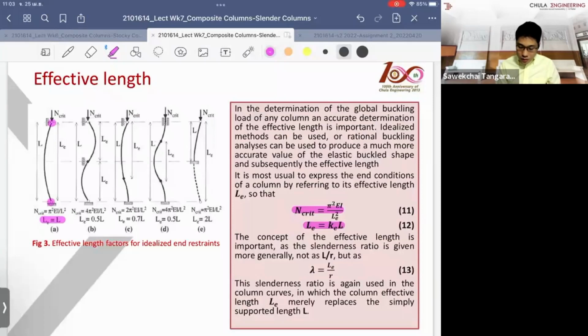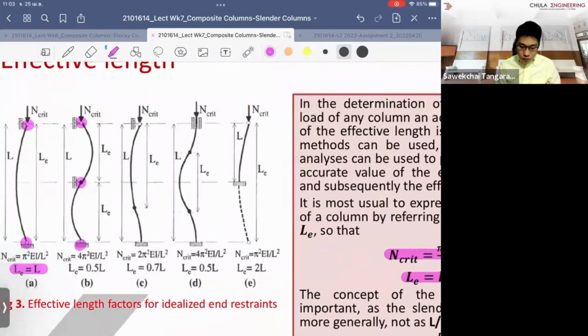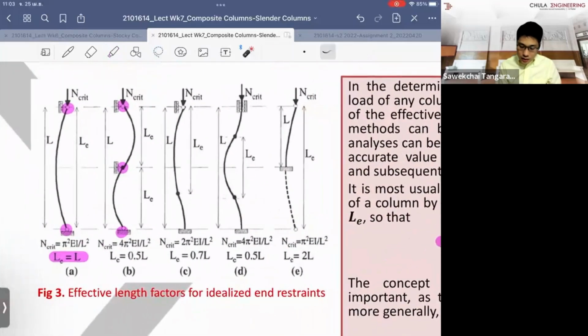The more you restrain it, you can just subdivide. So at this point, it gives you the contraflexure point, which has zero moment. When you have double curvature, you have these three zero bending moment points, then the effective length can be divided by half.